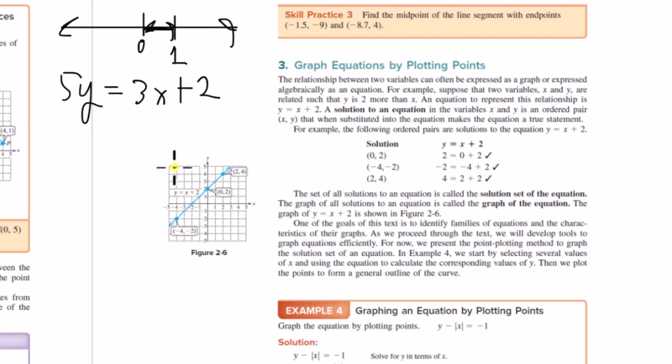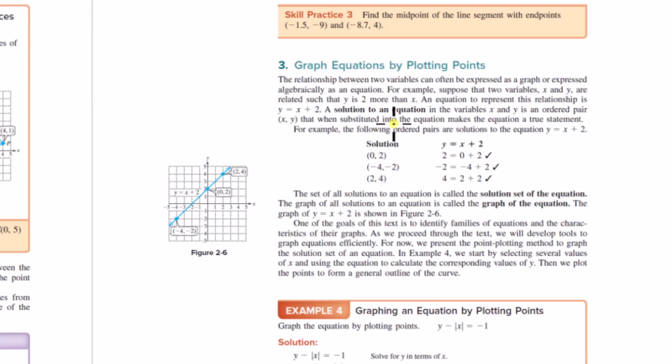So that's the whole reason with equations. We plot a bunch of points and then connect the dots, and that's the graph of an equation. It says, okay, suppose that x and y are related such that y is 2 more than x. Y is 2 more than x. Now they plot this equation graphically in a Cartesian plane like I just described.